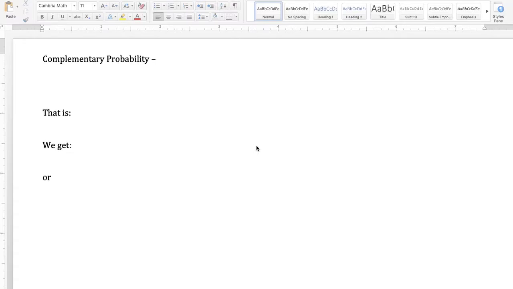Good day. We're going to pick back up from yesterday when we were talking about probabilities of events. Now we know from probabilities of events that we're always looking for the number of successful outcomes out of the total number of outcomes. We're going to add to this another strategy that we have, something that we call complementary probability.